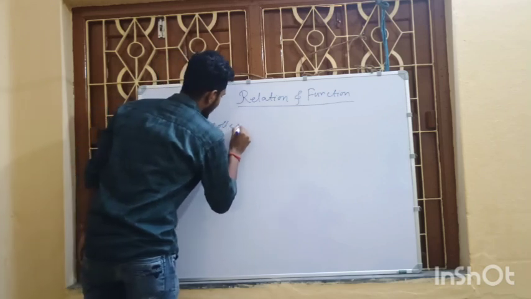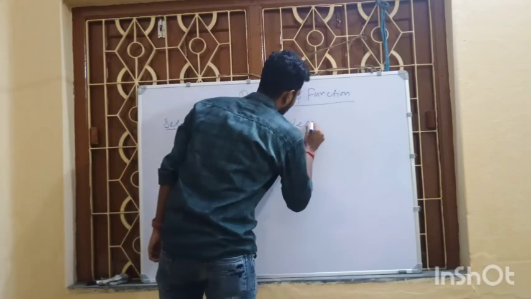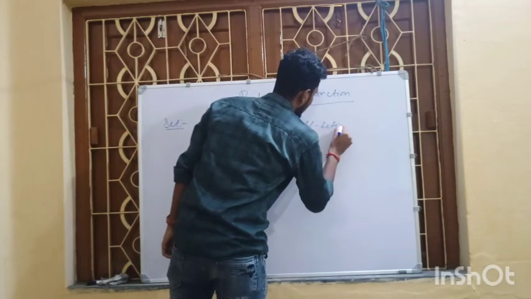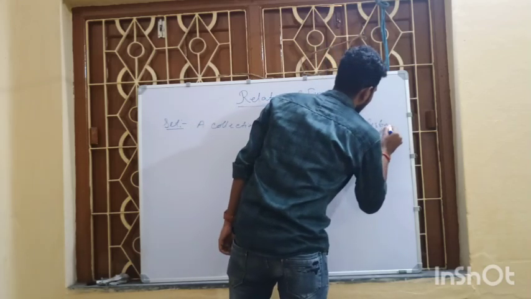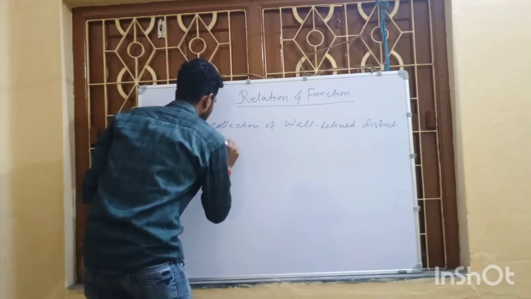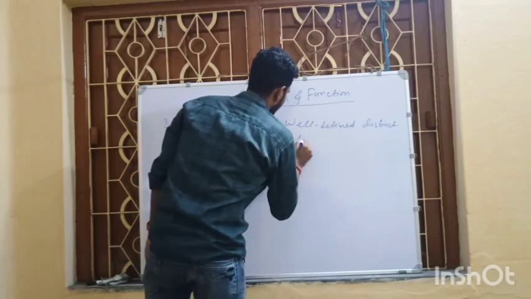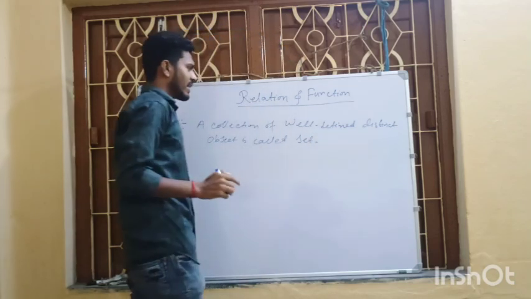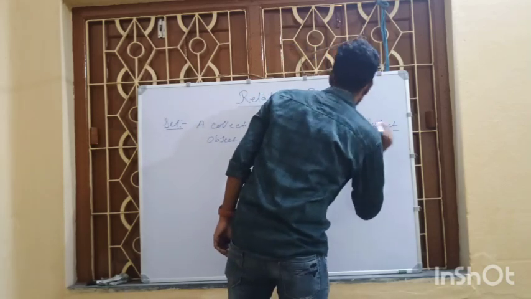A collection of well-defined, distinct objects is called set. So first question has two words. First, well defined, and second is distinct.